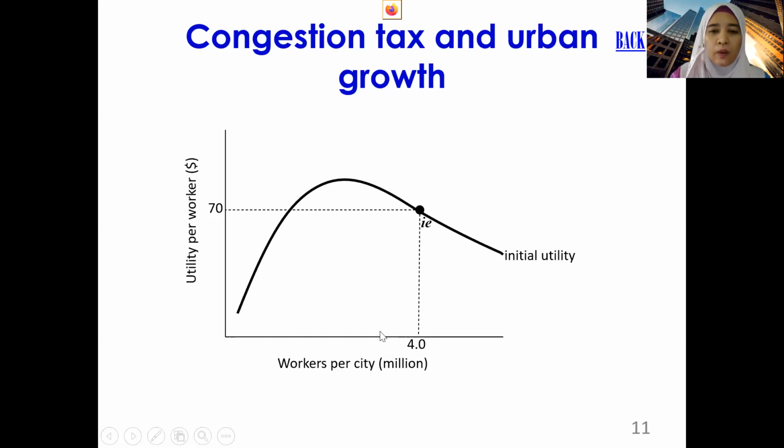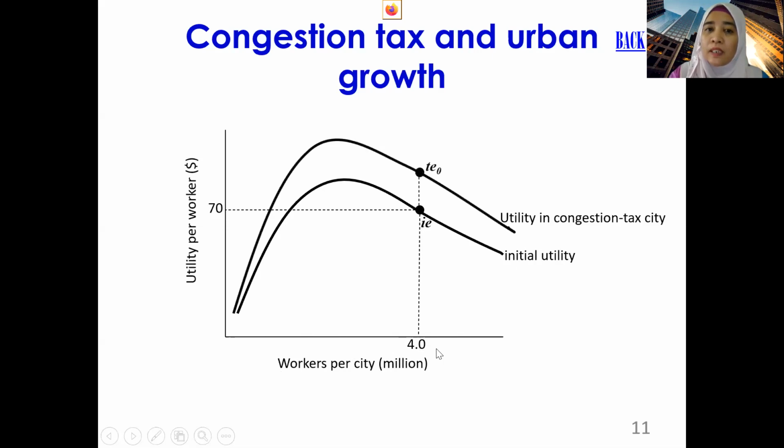Now, this is the original situation. There's a city. The initial utility of the city is this, i.e., at the point of i.e., you have utility at $70. You have the workers at 4 million workers. Now, one city suddenly introduced congestion tax, whereby the utility in the congestion tax city with the population of 4 million, if we map against the workers in the original city, this is the tax, and this will be the utility enjoyed by the workers in the city that introduced the congestion tax, which is the utility will increase.